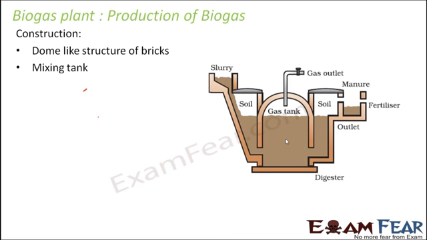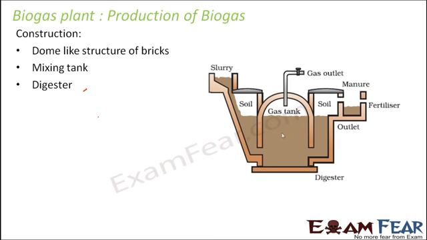So what are the ingredients in this case? The ingredient is basically cow dung, which contains methanogens. Cow dung and water are mixed very well together to form slurry, and this mixing is done in the mixing tank. Next is the digester.